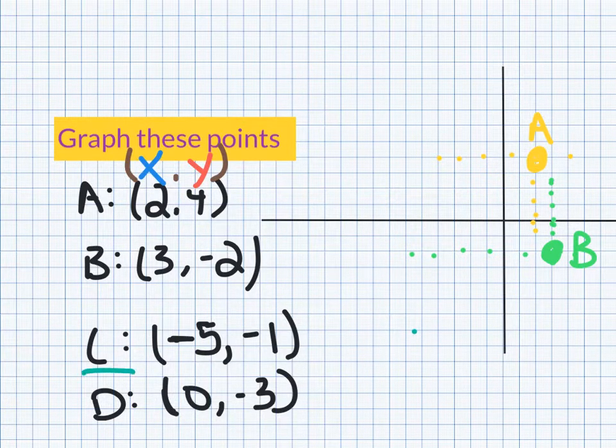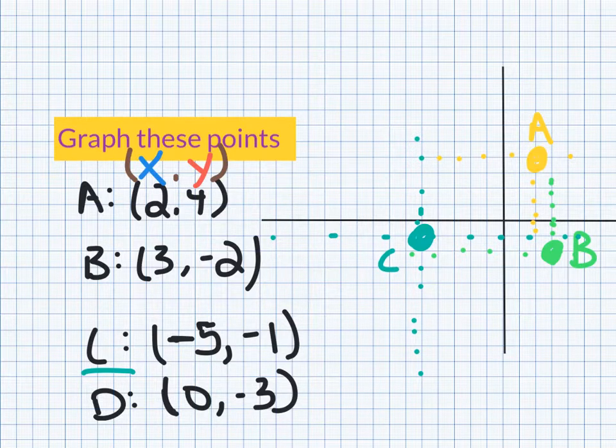Next is C. C is negative 5, so 1, 2, 3, 4, 5. Negative 5 on my X value. And let's do a little bit of erasing so as not to confuse it with that. And negative 1 on my Y value. Negative 1 on my Y. Right there is point C.